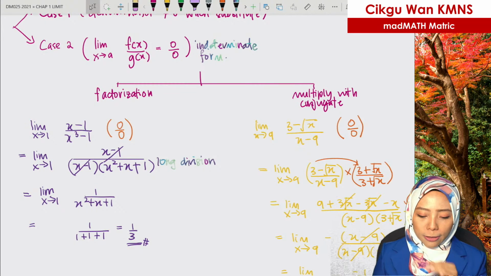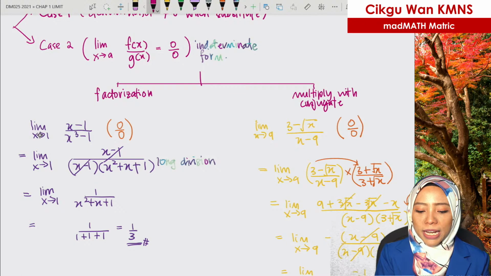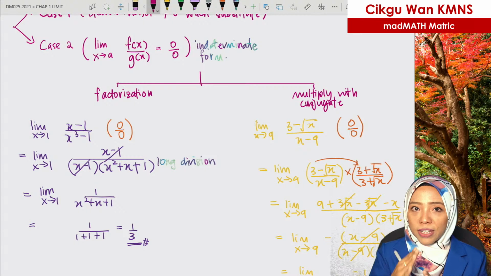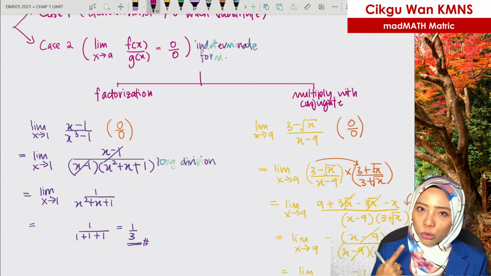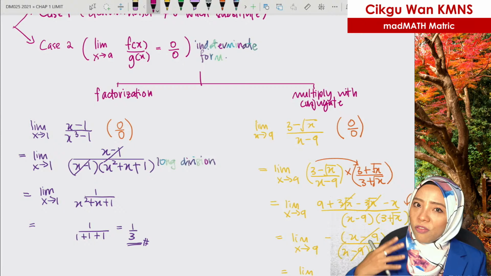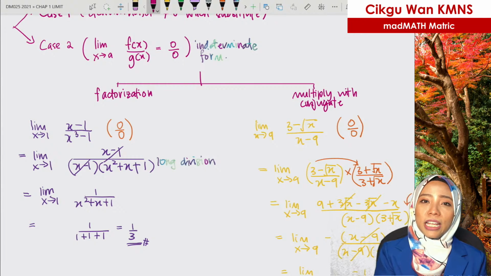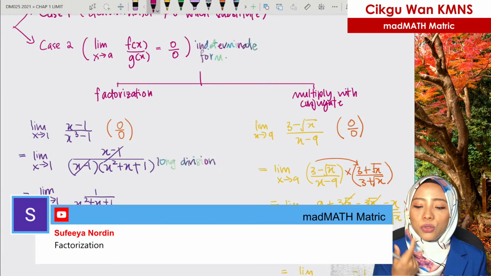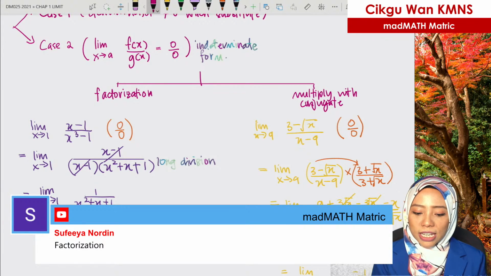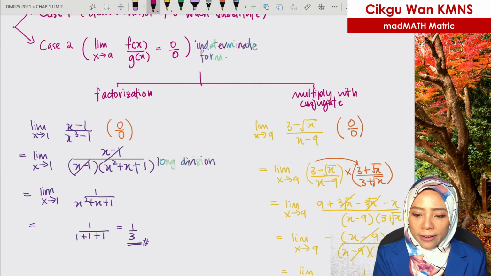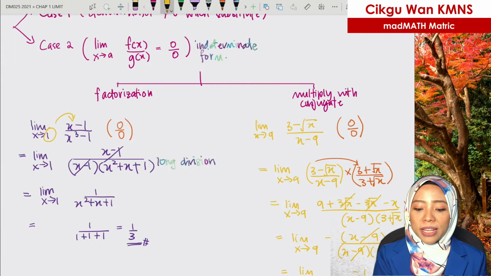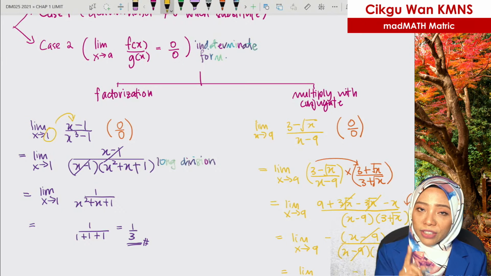Okay, let's look at the first question here. Limit x approaching 1, and the function is x minus 1 over x cubed minus 1. First of all, you must try to substitute straight away. If it gives you a finite value, then that's it, that's your answer. But if it gives you 0 over 0, then you have to do factorization. Like in this case, when I substitute 1 at x, 1 minus 1 will give you 0, and 1 minus 1 at the denominator will give us 0 as well.